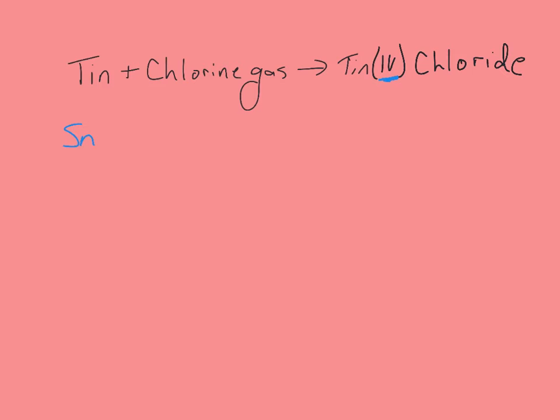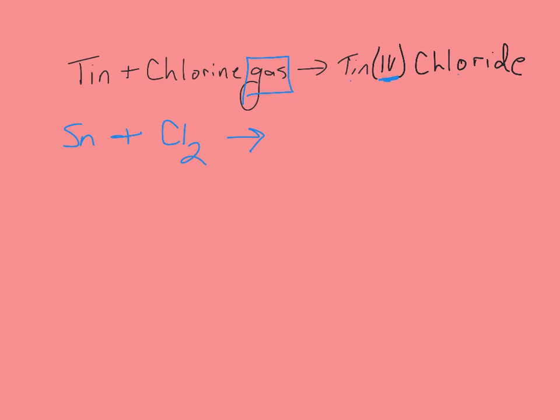Now it is just tin, so we don't need to have anything else other than the Sn. And I have chlorine gas. That was one of our diatomic molecules. Remember, a gas, we see the gas part here. We need to have 2 of them, 2 chlorines. That is producing, okay, we have tin 4 chloride.